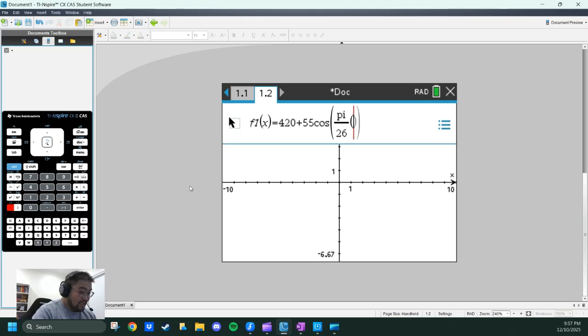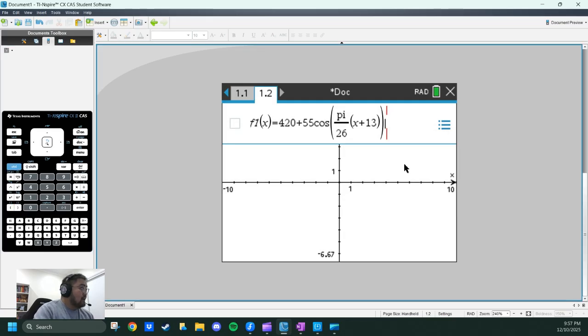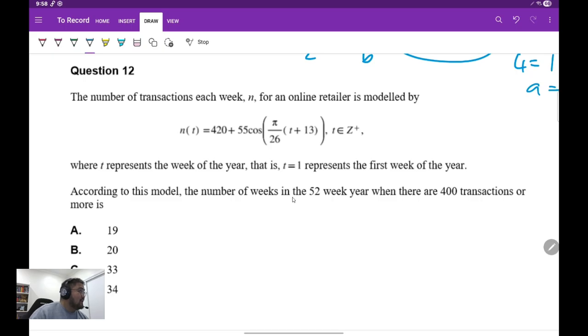Now t, I could use t, but I'm going to use x because with this graphing page, we need to make sure we're using the right variables. And I'm going to restrict this domain. So given that x has to be between 0, do we start at 0? Yeah, we start at 0. And it says first week of the year. First week of the year will be the first, where t represents the t1. So we have to start at 1. So just going back to the question, it says here t is equal to 1 represents the first week of the year. So we should probably start from 1.